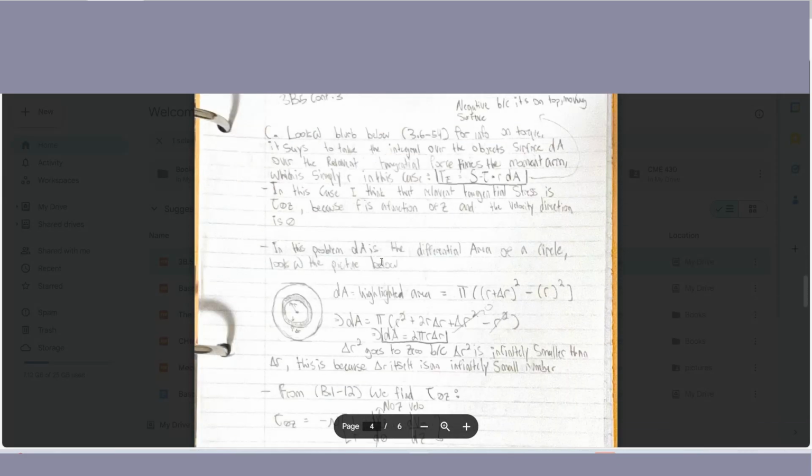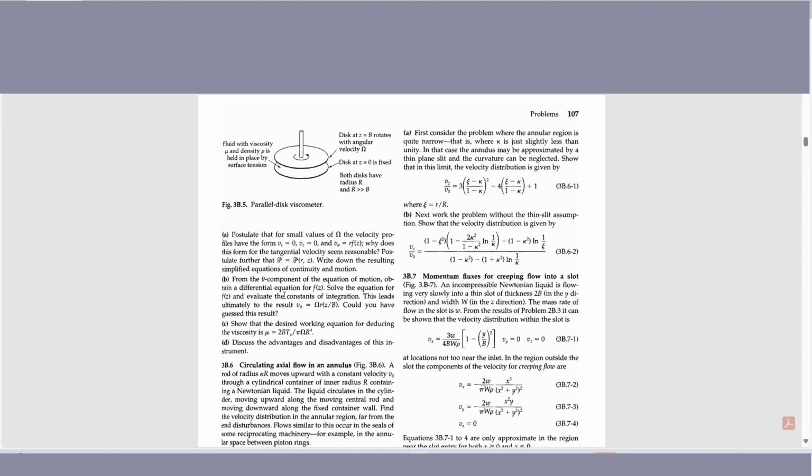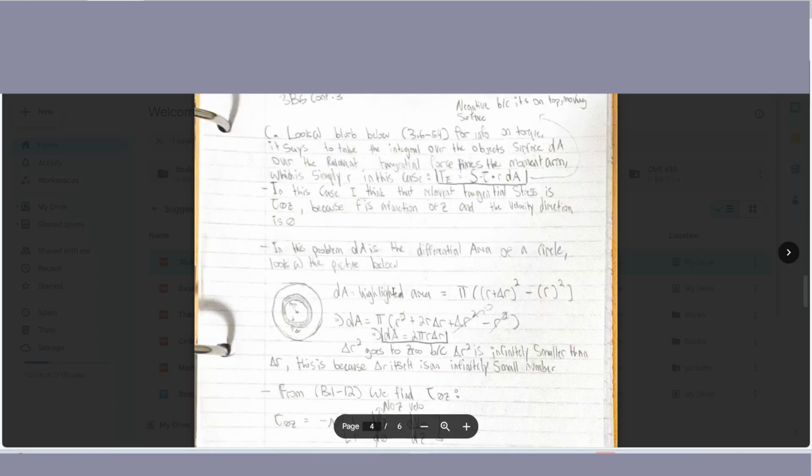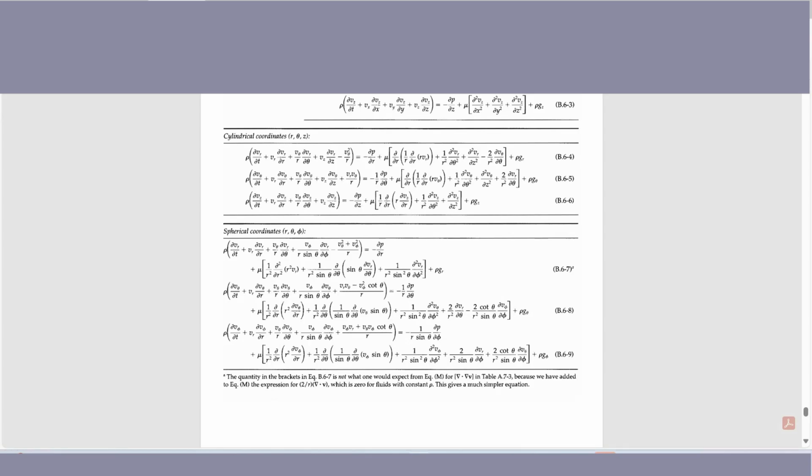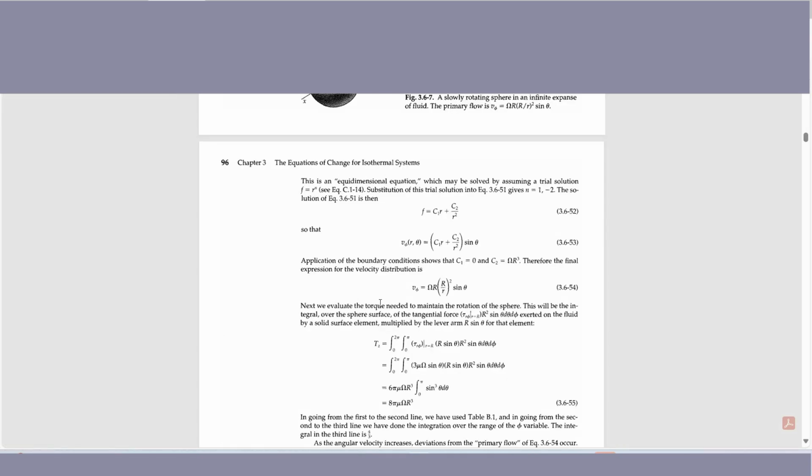All right, so part C. Show that the desired working equation for deducing the viscosity is that. Looking at the blurb below 3.6-54 for info, we'll go there. Next we have: evaluate the torque needed to maintain rotation of the sphere. This will be the integral over the sphere surface of the tangential force.